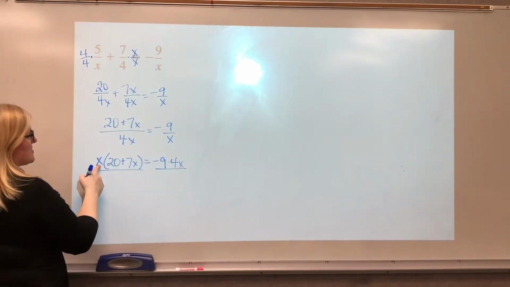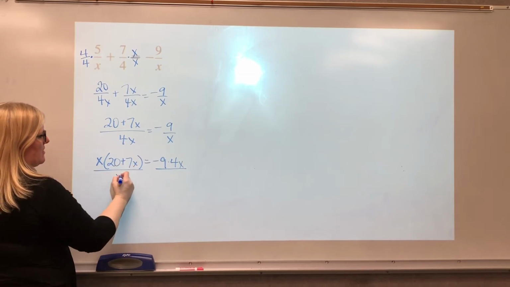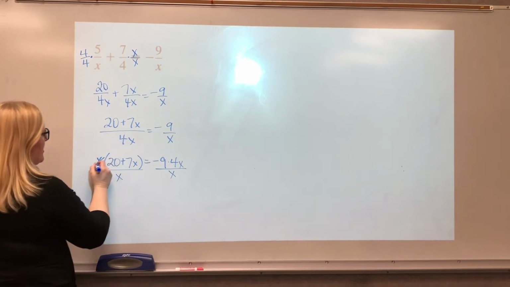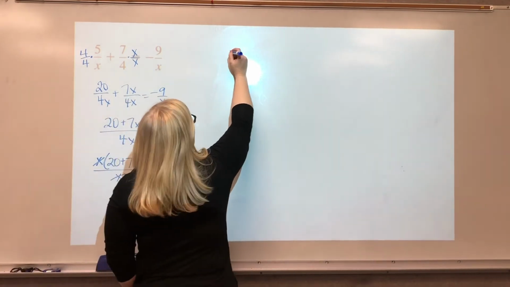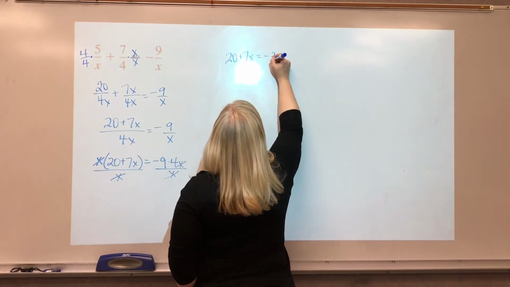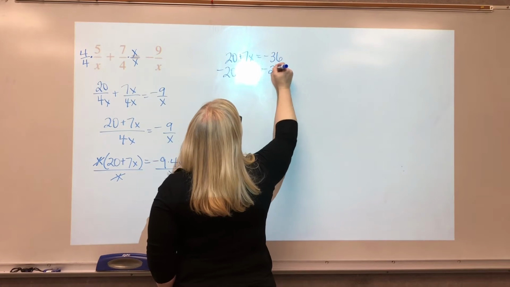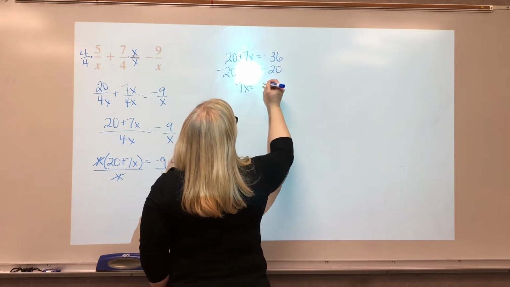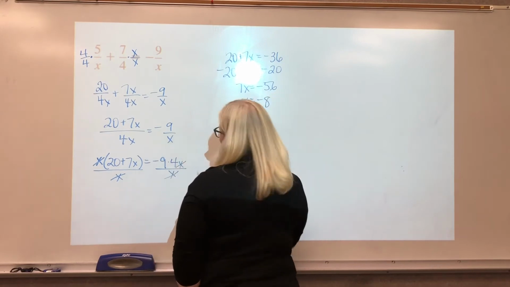Now I can cancel out these x's, not this one because it's inside the parenthesis. But I can cancel out these, and I get 20 plus 7x equals negative 36. Minus 20. 7x equals negative 56, x equals negative 8, which we just saw.